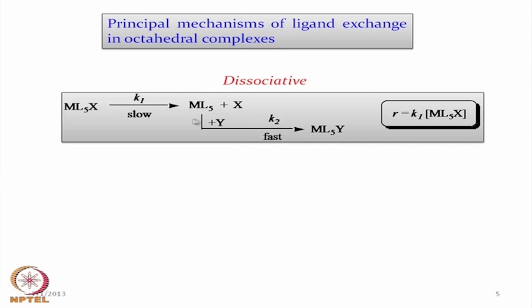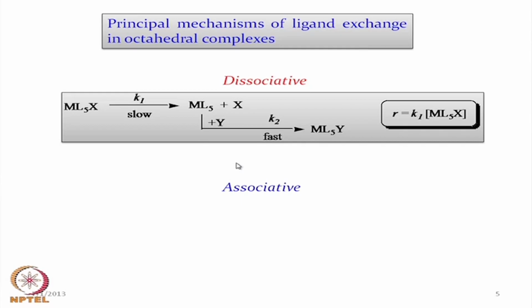So, immediately wherever the ML5 is forming, it immediately reacts with Y, forming ML5Y. In that particular case, if this is pretty fast and we are unable to measure the corresponding K2 value, the rate of the reaction R will be only dependent on the concentration of ML5X, without giving rise to the corresponding concentration of Y into the detailed rate law for the corresponding reaction of dissociative type.